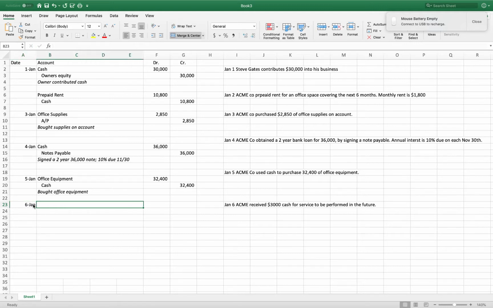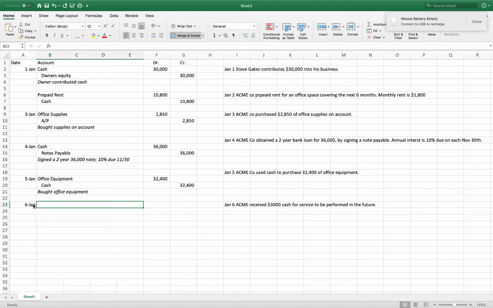So this is January 6th. What happened? Well, somebody gave me cash. Cash is an asset. So since I'm receiving cash, I need to increase my assets. However, I didn't give them anything other than a promise to provide them with something in the future. Okay? Well, that's a liability, right, on my books, because I now have to provide somebody some service. Okay? I got the cash. I did not earn that revenue yet. Okay? I will earn it when I perform the service.